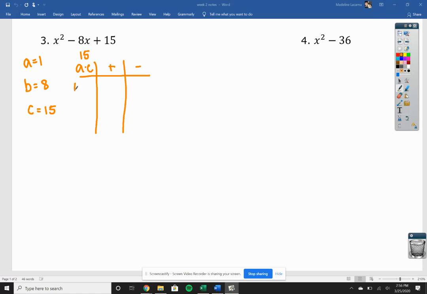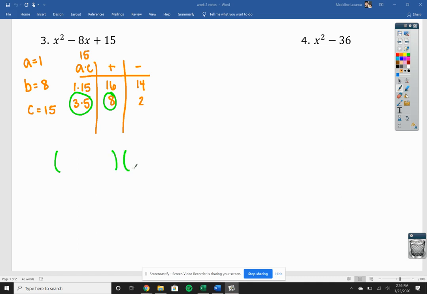And our factors of 15 are 1 times 15, 2 times nothing, 3 times 5, 4 times nothing, and 5 times 3, so we're back to where we started. Add, you get 16 and 8. Subtract to get 14 and 2. Looking for our b value, which is an 8. So we're going to be using the 3 and the 5.